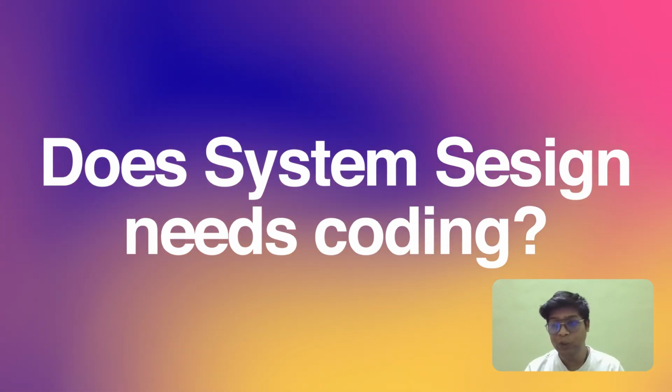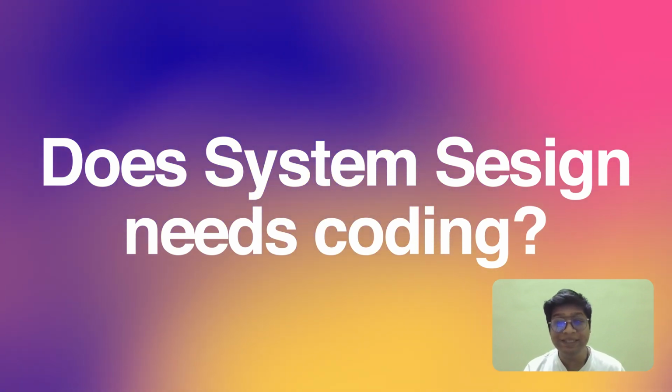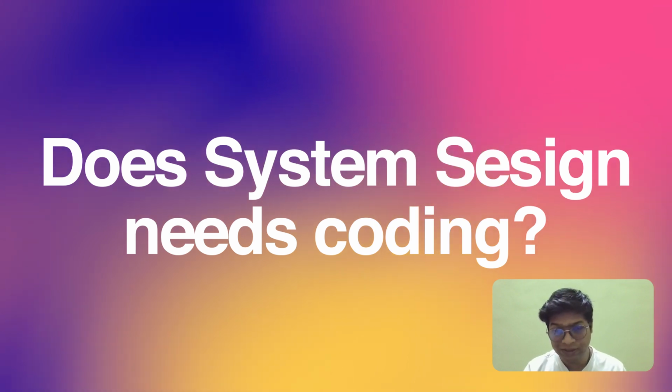Does system design need coding? No. In most system design interviews or discussions, you don't write code. You draw boxes. You explain how. You make decisions. You answer questions like where should data live? What happens if one server dies? How do we scale from 1,000 to a million users? Coding comes after design. Design is thinking and coding is execution.